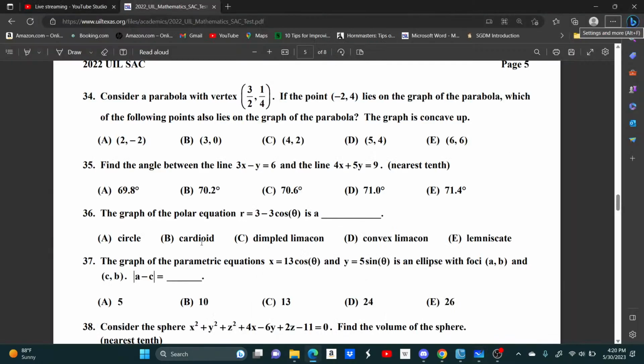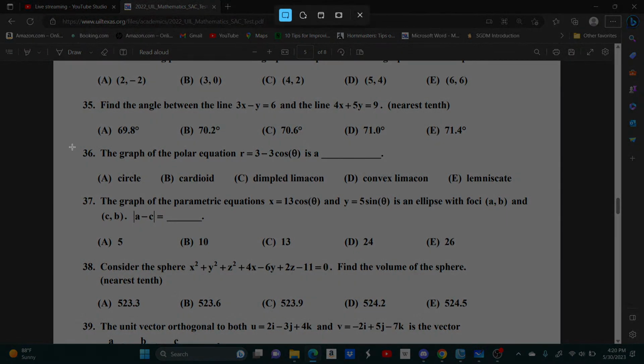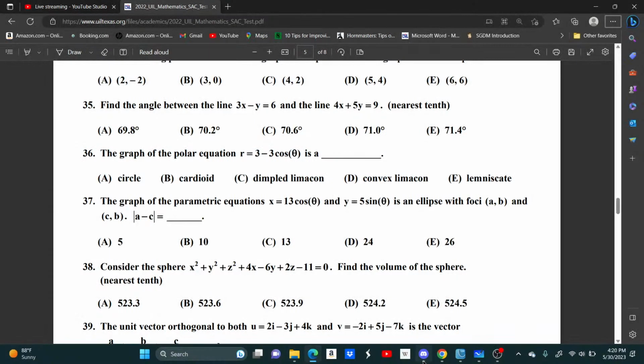Alright, we're almost there. We're almost to the end of the non-calc and non-stats.